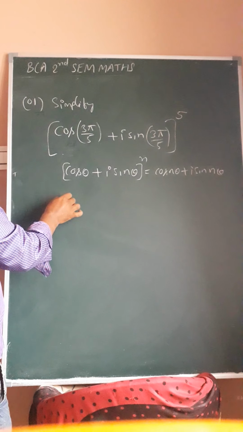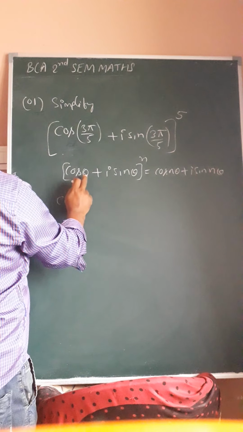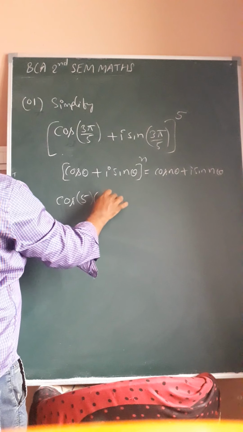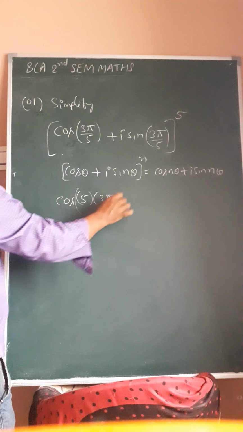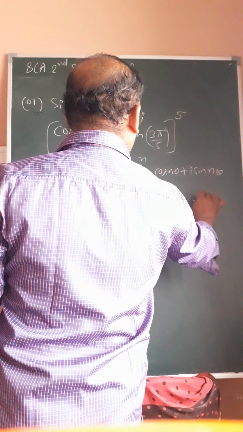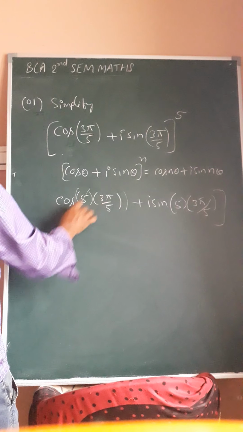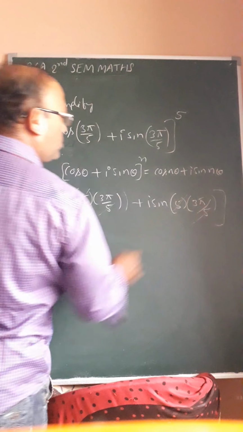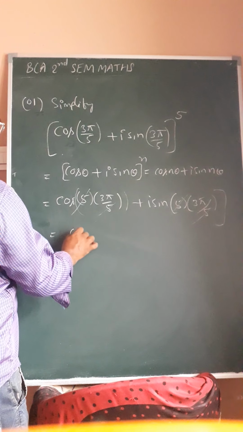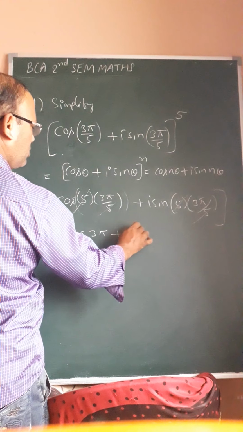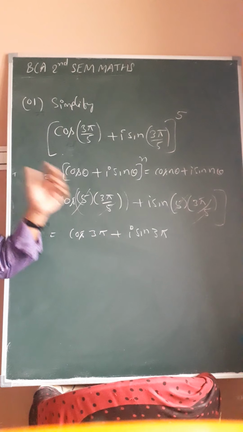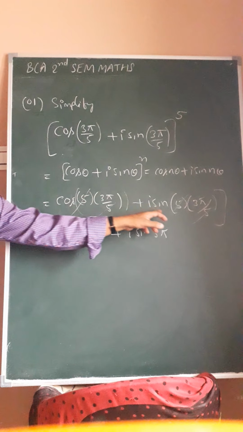So our problem becomes cos of 5 into 3 pi by 5 plus i sin of 5 into 3 pi by 5. The 5s get cancelled. We get cos of 3 pi plus i sin of 3 pi.